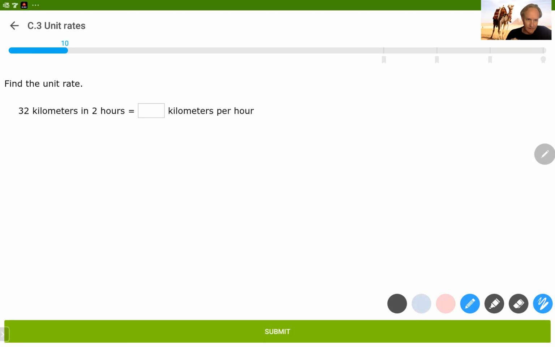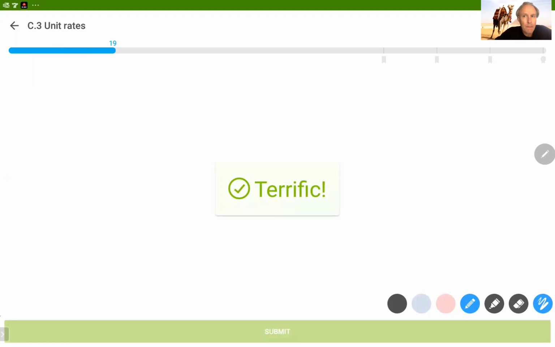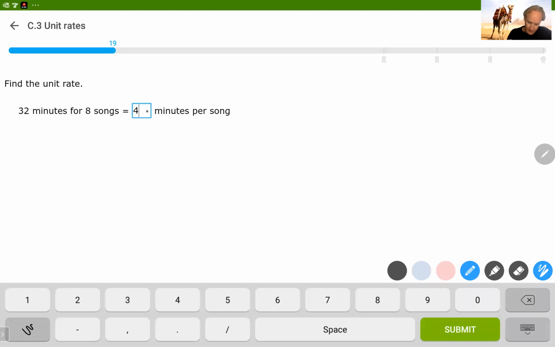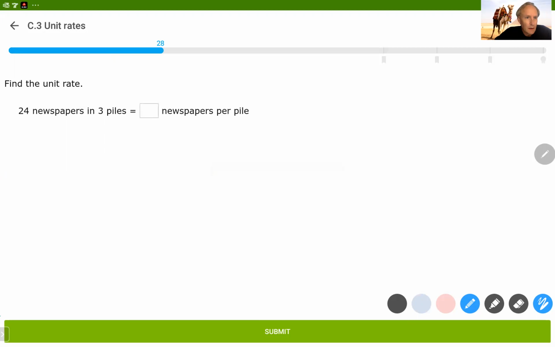This is 16 kilometers per hour. 32 divided by 2 is 16 kilometers per hour. 32 minutes for 8 songs is 4 minutes per song, which seems about reasonable. 24 divided by 3 is 8.